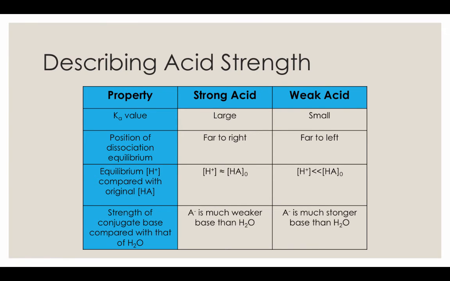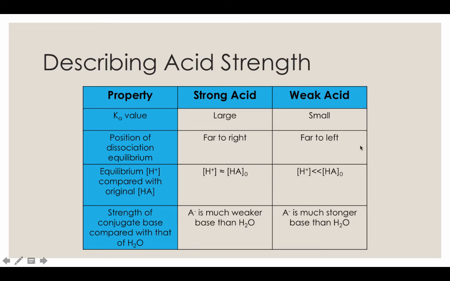Since the equilibrium position lies so far to the right, we can expect very large Ka values. Likewise, the conjugate base A- will be a much weaker base than H2O, since it is unable to take H+ away to cause the reaction to go in the reverse direction.